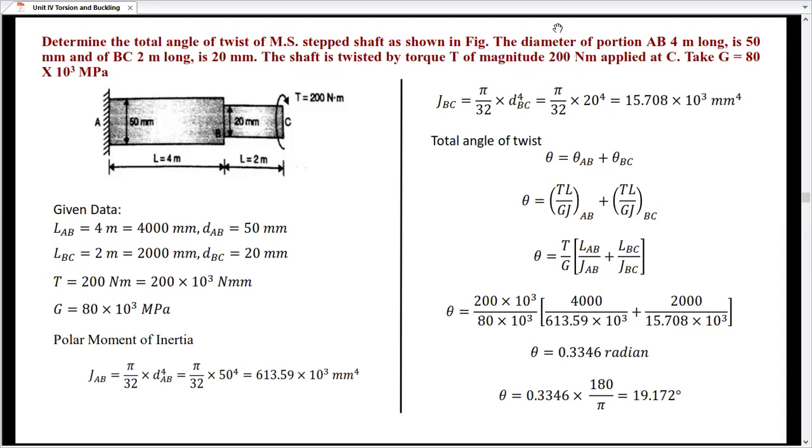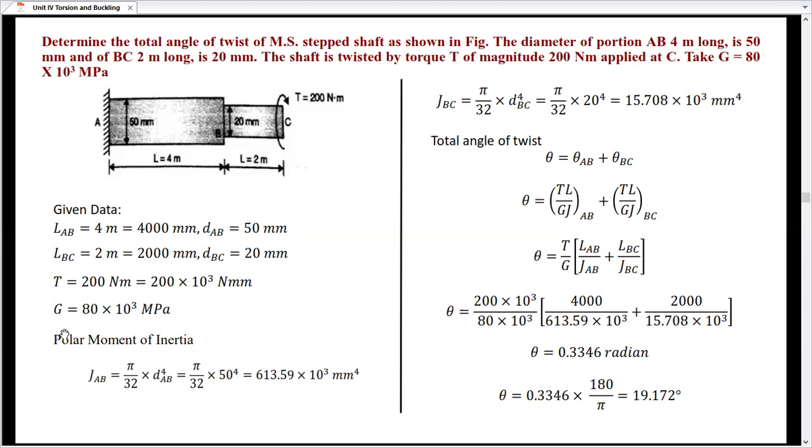Now we have the length for section AB, which is 4 meter, that is 4000 mm. The diameter of AB is 50 mm. Then we have the length for section BC, 2 meter, that is 2000 mm. The diameter for section BC is 20 mm. And the torque is given as 200 Newton meter, that is 200 into 10^-3 Newton mm.